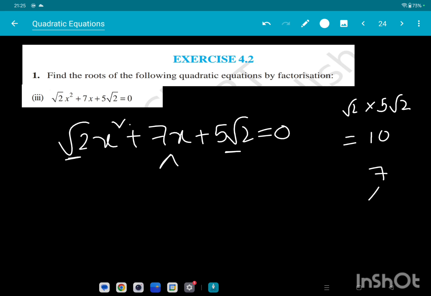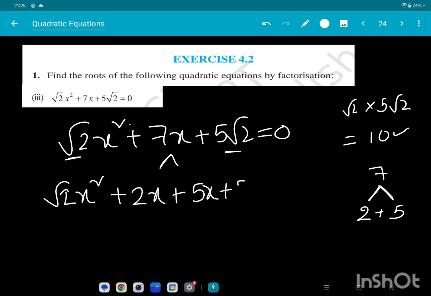Here I have 7x, which means 7. Can I write it as 2 plus 5? 2 fives are 10 only, right? So 2 plus 5 is 7. So can I write it as root 2x square plus 2x plus 5x plus 5 root 2 is equal to 0, right? So I'll take these two terms and these two terms.